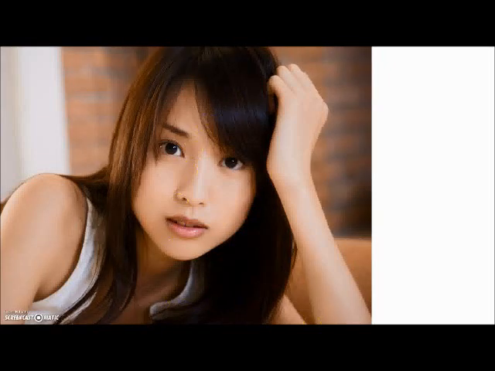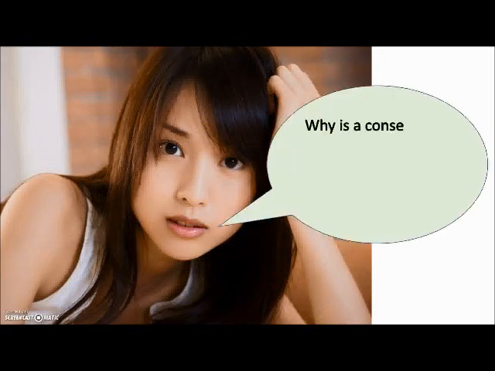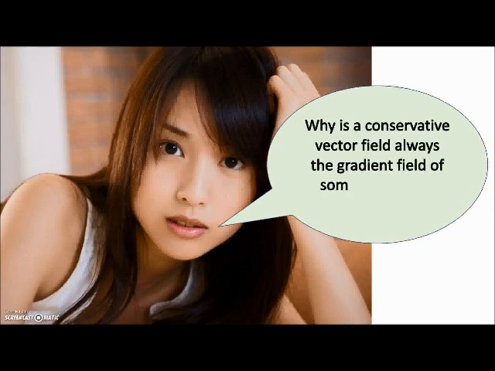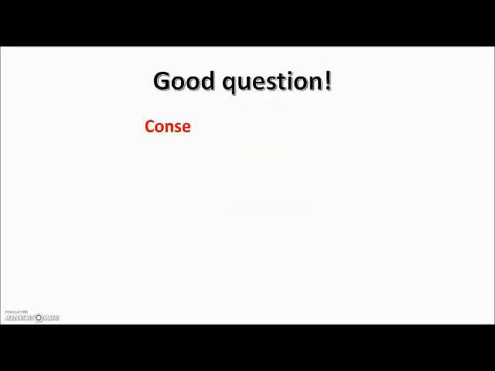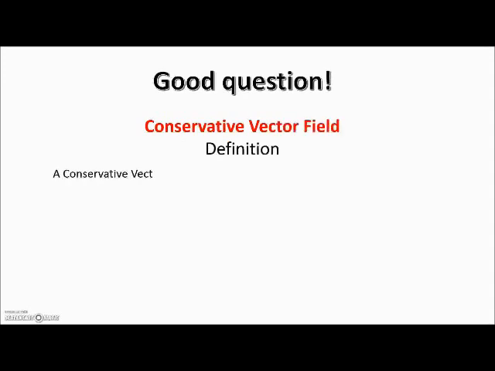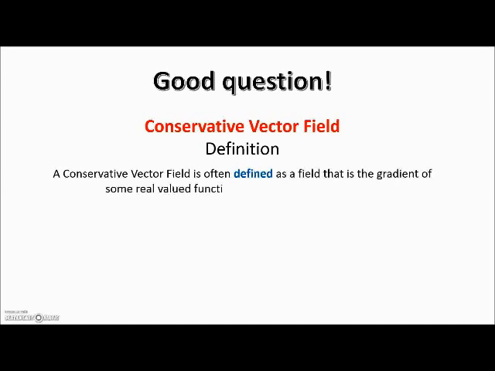So a student asked me a very good question. Why is a conservative vector field always the gradient field of some real valued function? Good question. Conservative vector field definition. A conservative vector field is often defined as a field that is the gradient of some real valued function, called its potential function. So it's defined that way.